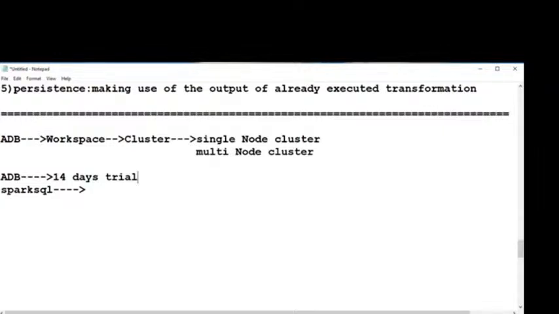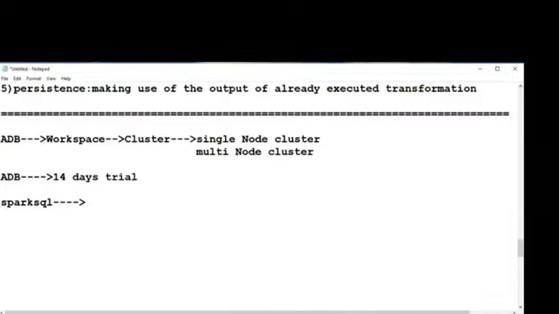And even in the trial version, you won't see all the features. You're not going to see the entire set of features, even Spark SQL kinds. For these things, you compulsorily need to go with pay as you go.